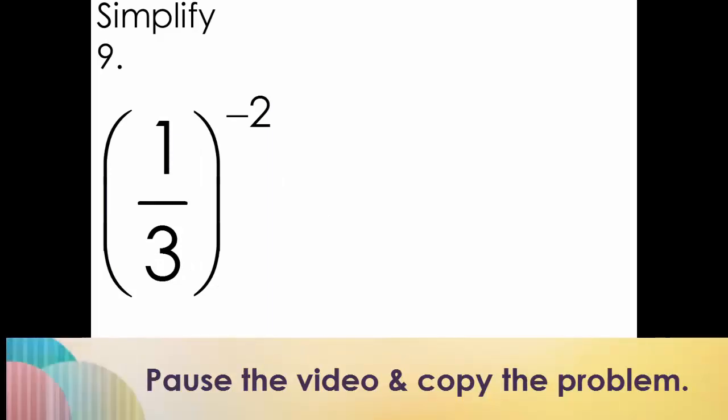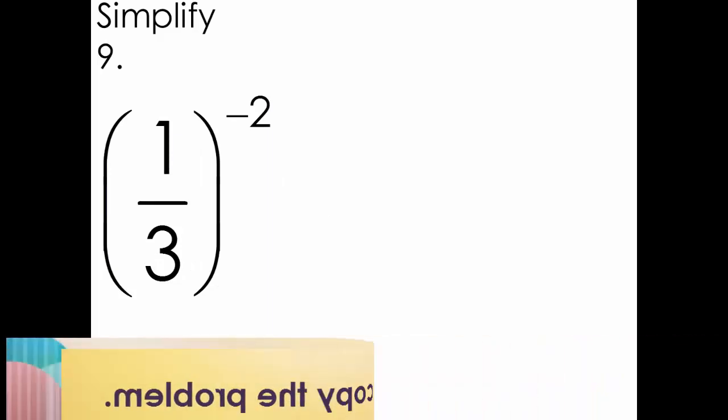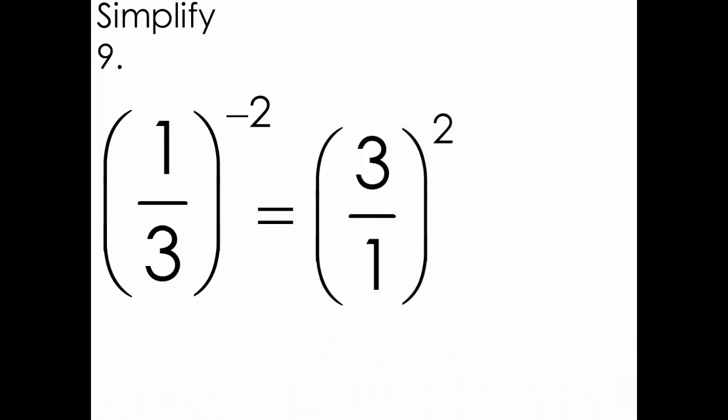Copy down example 9. The negative up top is going to cause this entire thing to flip. Then you can simplify it.